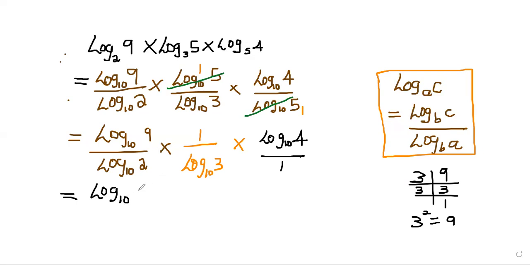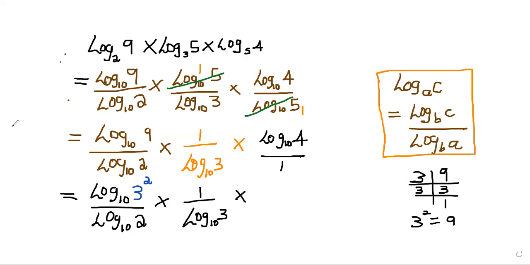So since 9 is the same as 3 squared, I'm going to write 3 squared here, and then divide by the log 10 base 2. Then multiply by 1 over log 10 base 3, written as it is. Then multiply by the remaining one, which is log 10 base 4.